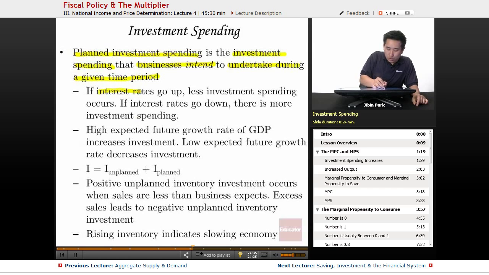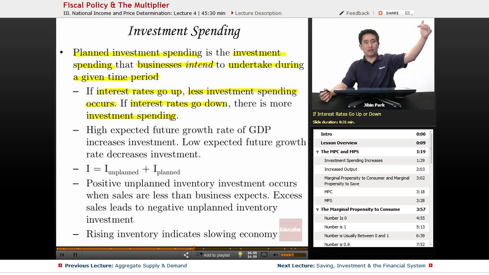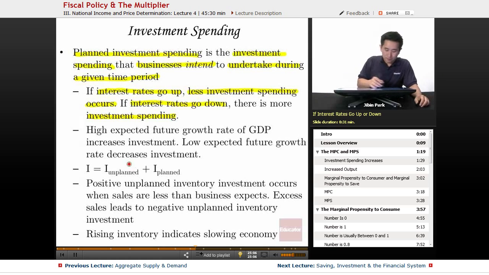So, for example, if interest rates go up, less investment spending occurs. Conversely, if interest rates go down, there's more investment spending. Businesses would much rather prefer interest rates at 3% than 5%. 5% means that it's more expensive to borrow, and the costs of doing business are higher. At 3%, then doing a project might seem a little bit more useful than if it was at 5%. High expected future growth rate of GDP increases investment, and conversely, low expected future growth rate decreases investment.